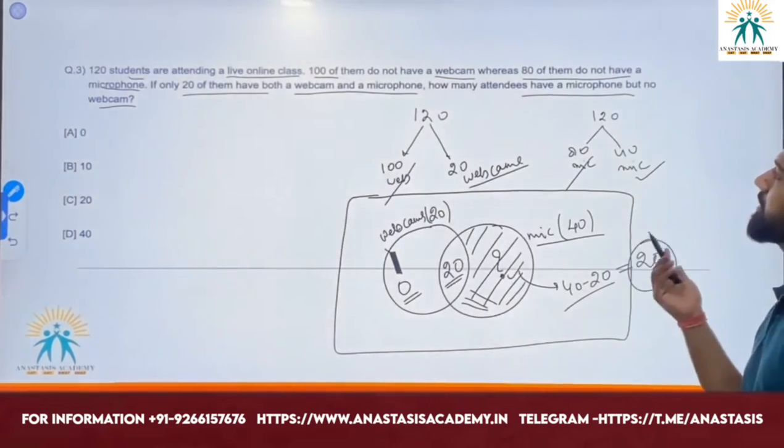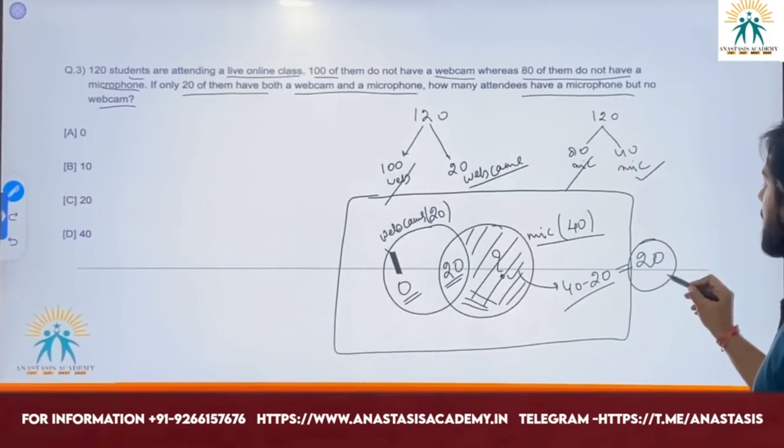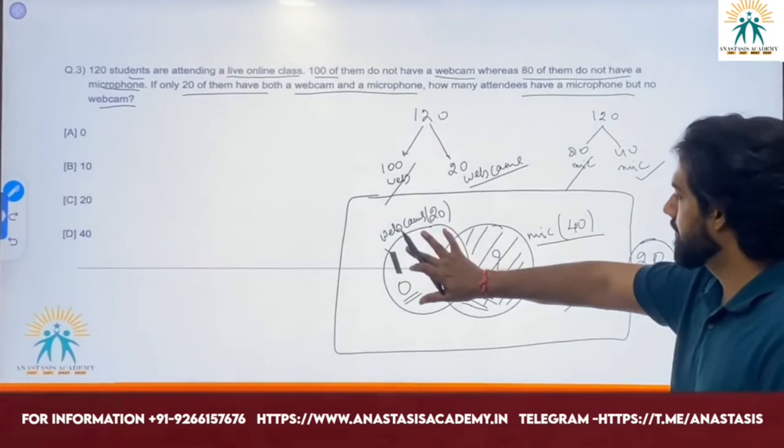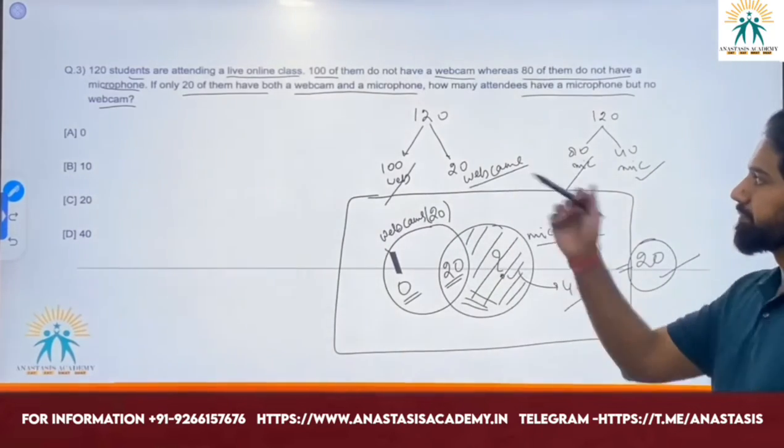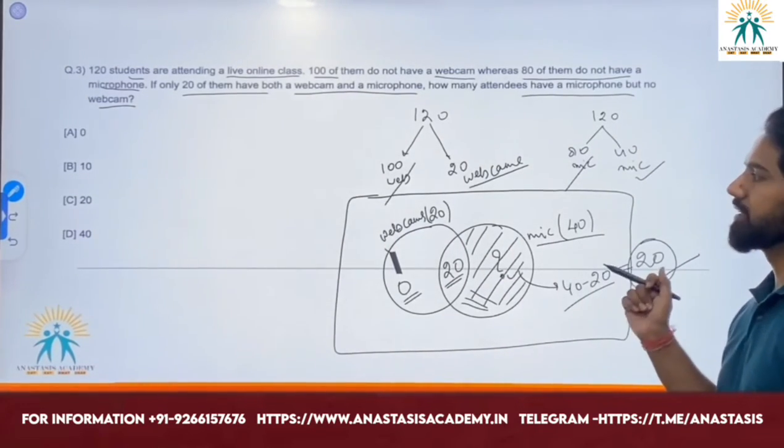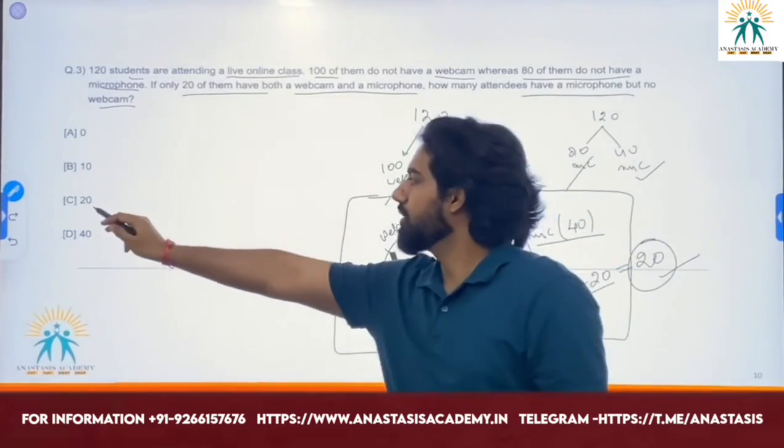So the correct answer to this question, how many attendees have a microphone but no webcam, is found by subtracting this region out of 40 to get my answer, that is 20. So the correct answer is option C.